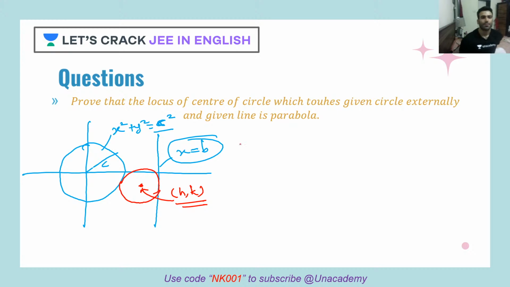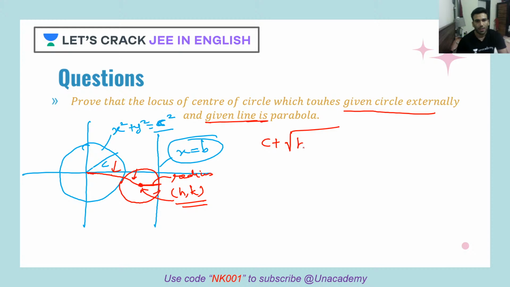Okay, so see here. The constraint is what? So basically it says it touches the given circle externally and the given line, right? So when this circle is touching the line, that means the perpendicular distance will be what? The radius. Correct. And when it is touching this circle, the distance between the centers will be what? This radius c and the variable circle's radius, correct? So c plus the variable circle's radius, which is your what? H square, which we will calculate.